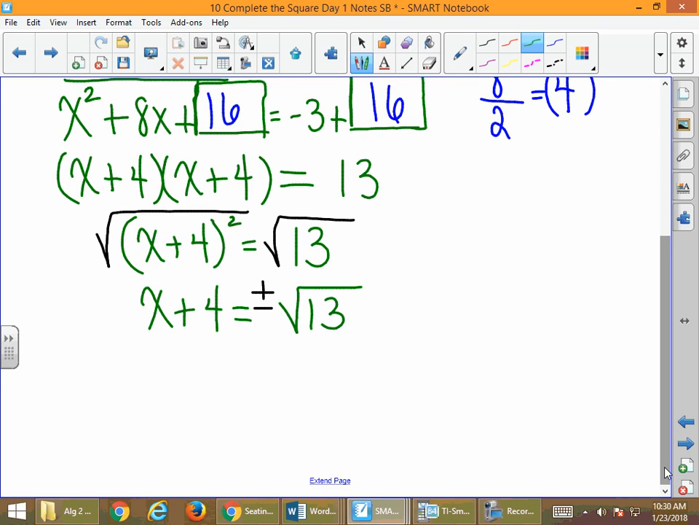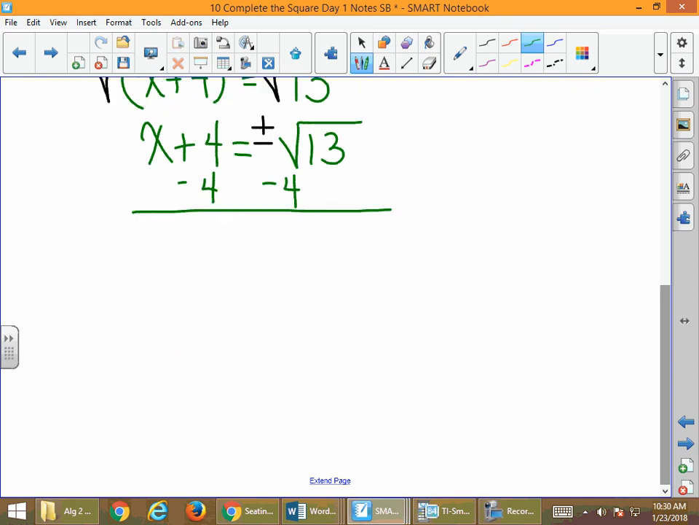And finally, we need to solve for x. What's x plus 4? We're going to subtract 4 from both sides. We get x equals negative 4 plus or minus square root of 13.